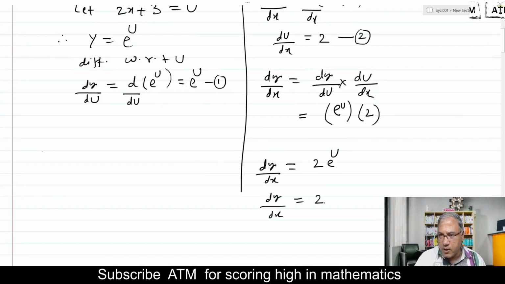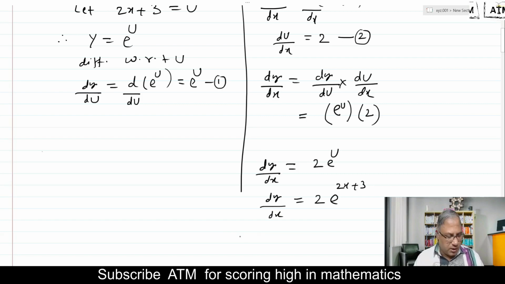So what is the u value? U value is nothing but 2x plus 3. So putting back the value here, dy by dx equals 2 into e raised to 2x plus 3. One more example where trigonometry is involved.